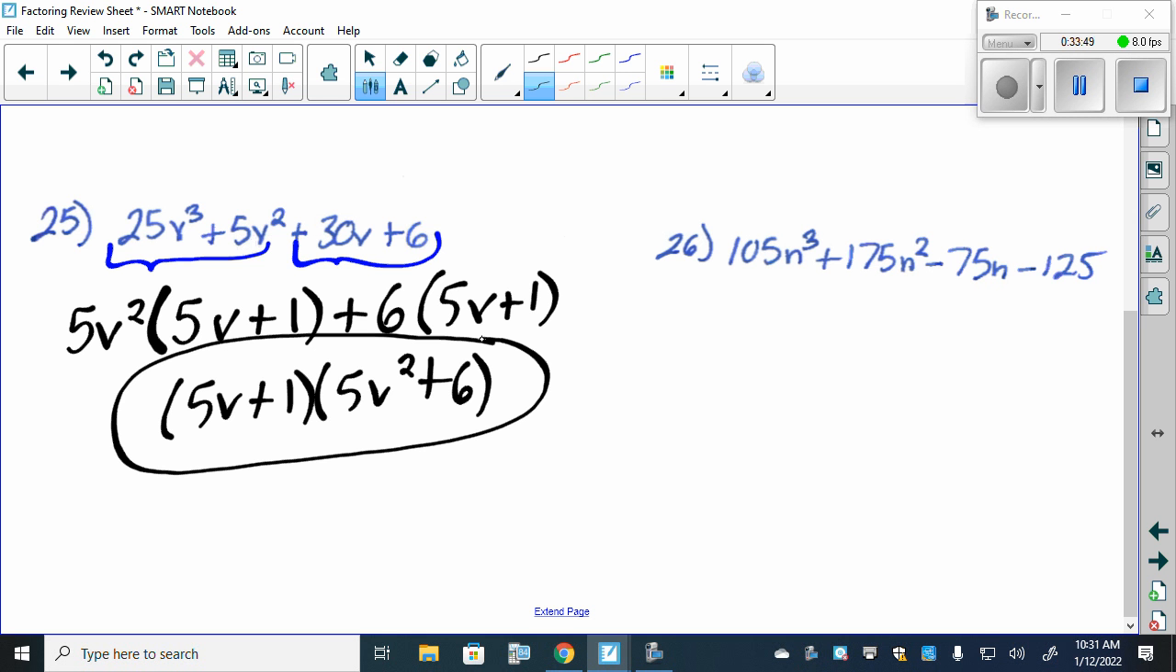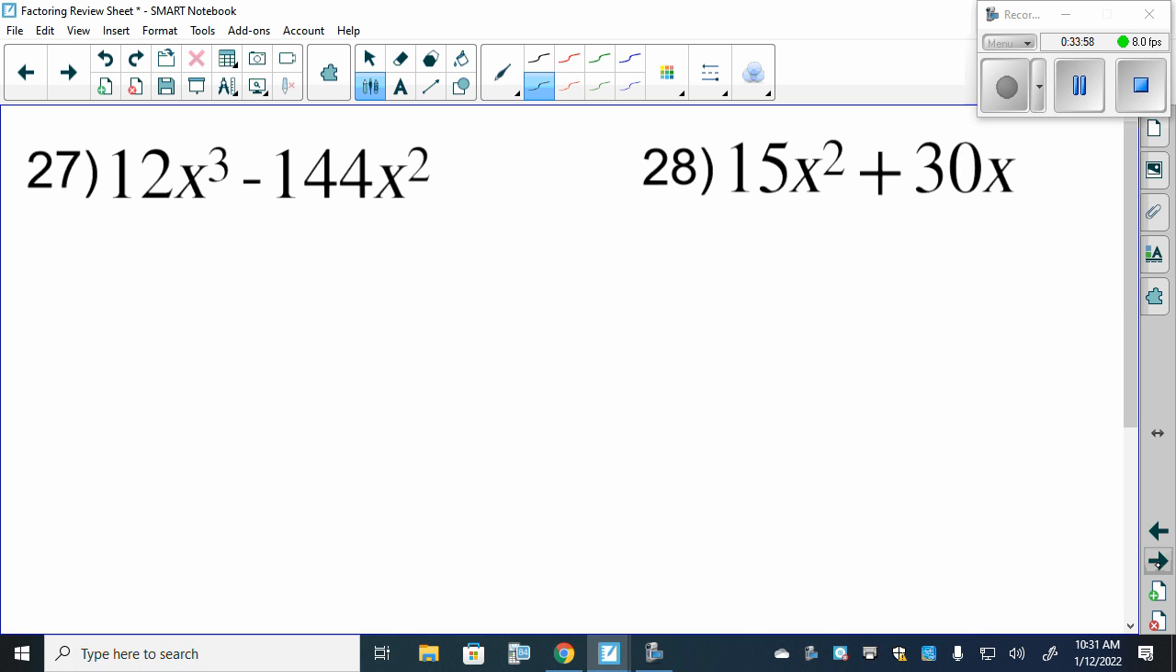Any other questions on 25 or 26? Which brings us to 27 and 28. How many terms do we have in either one of these here? 2. So most likely doing 2 sets of parentheses is out. But is there a greatest common factor between them?